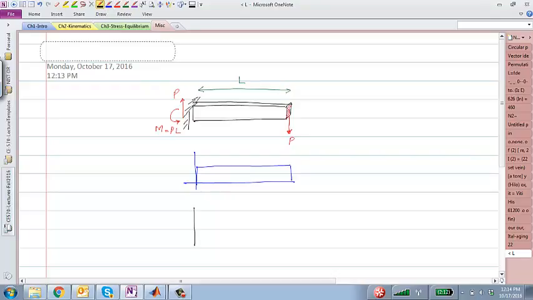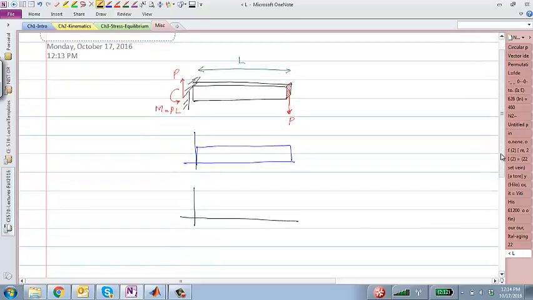The bending moment diagram, of course, would be negative. So I should move this line up, with 0 at the tip and up to PL here. But what do these things mean, the shear force and bending moment diagrams?